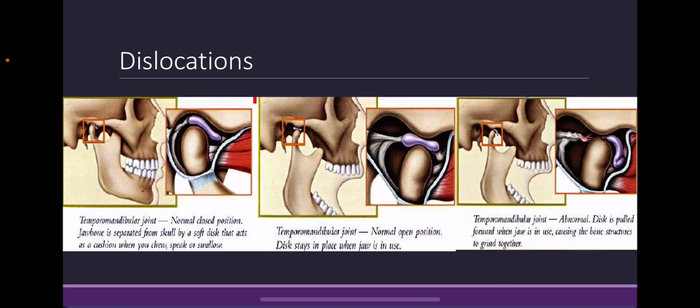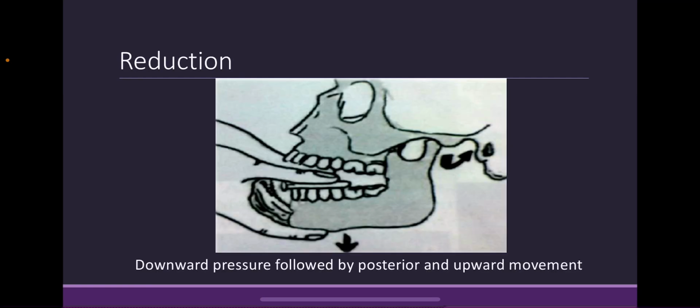In its normally closed position, the jawbone is separated from the skull by a soft disc that acts as a cushion when you chew, speak, or swallow. In the temporomandibular joint's normal open position, the disc stays in place when the jaw is in use. Abnormally, the disc is pulled forward when the jaw is in use, causing the bone structure to grind together. Here is the reduction procedure, done by downward pressure followed by posterior and upward movement.